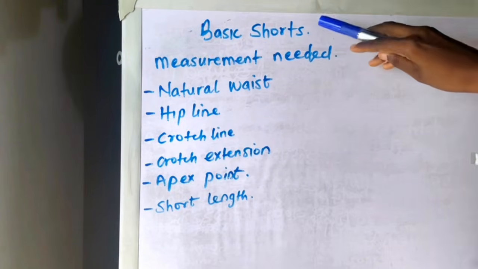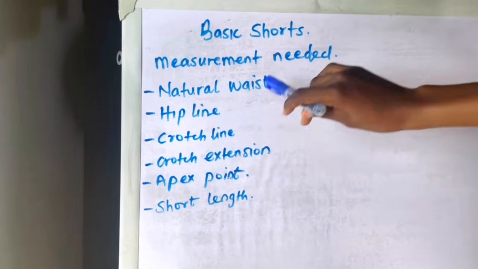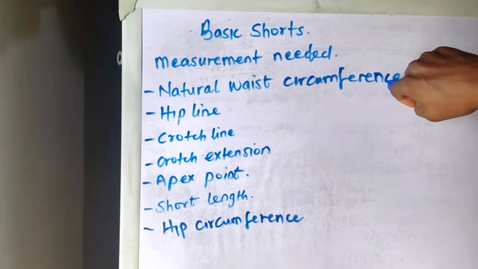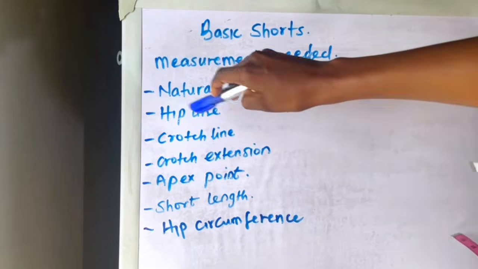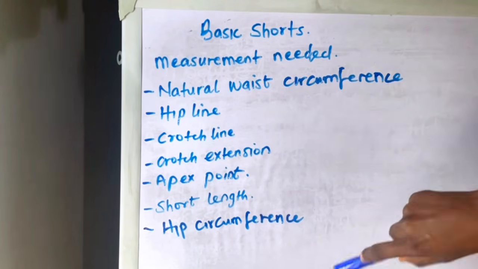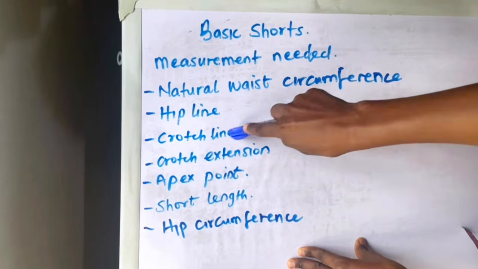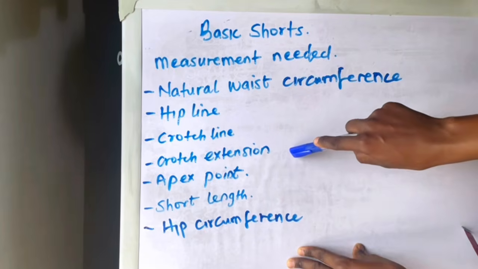In this video, we are going to be talking about shorts. We're going to first start with the measurements that we need. So the first one is your natural waist circumference, round about your hip line. That is from your natural waist down to the fullest part of your hip. And the next one is your hip circumference. Then you have your crotch line, your crotch extension. We'll be learning how to get crotch extensions.